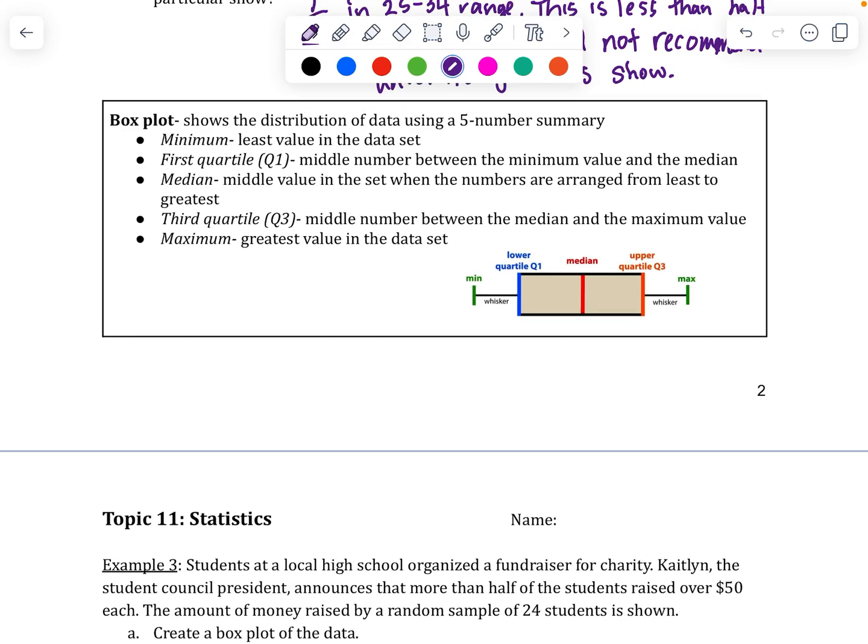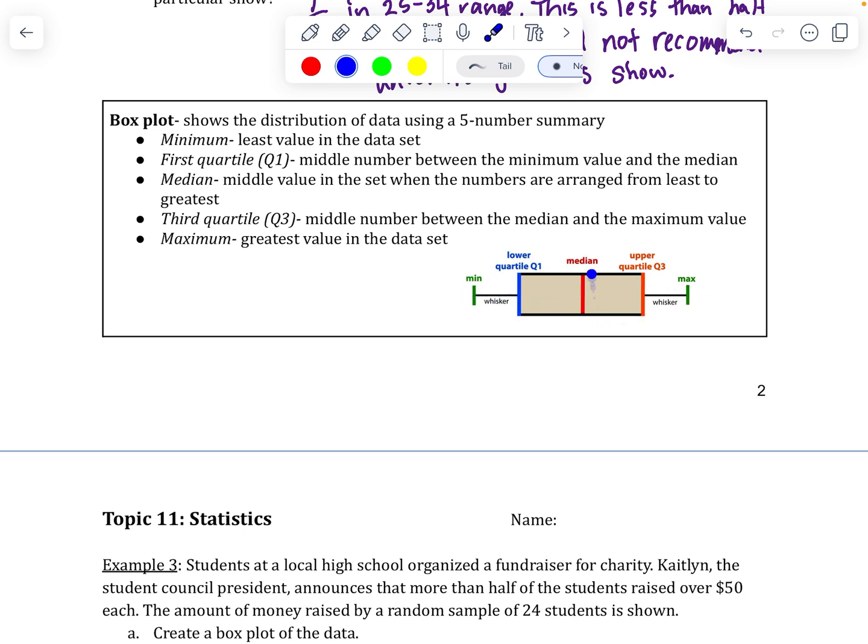All right, our final representation is to look at what we call the box plot. Sometimes they're called box and whisker plots. But the box plot is pretty cool because it actually shows you five main numbers. The first thing it's going to show you on each end is the minimum value and the maximum value.